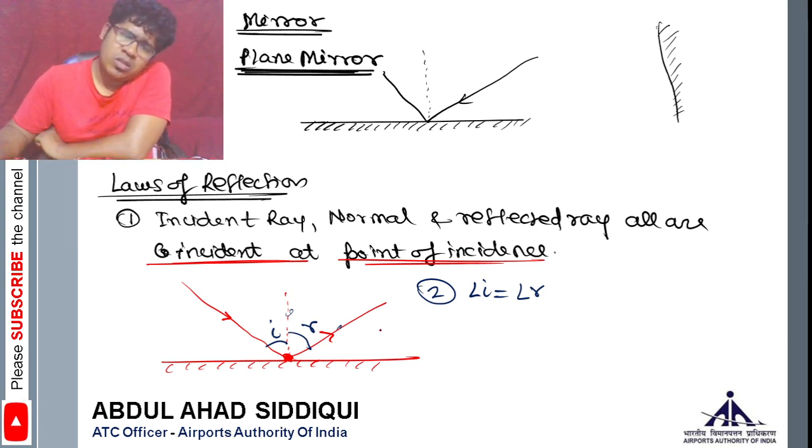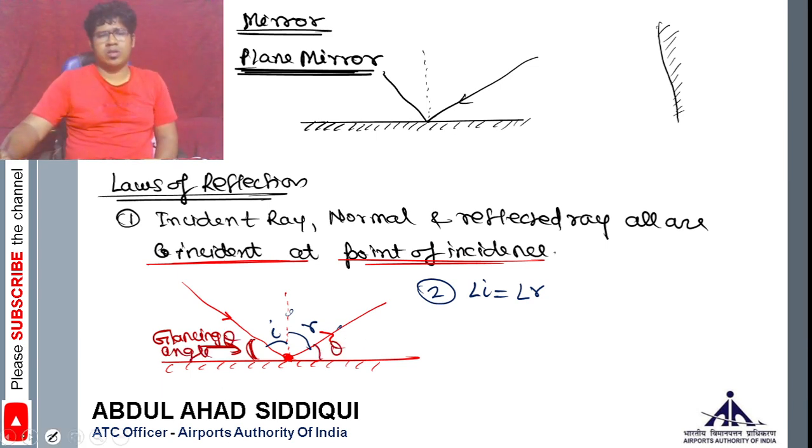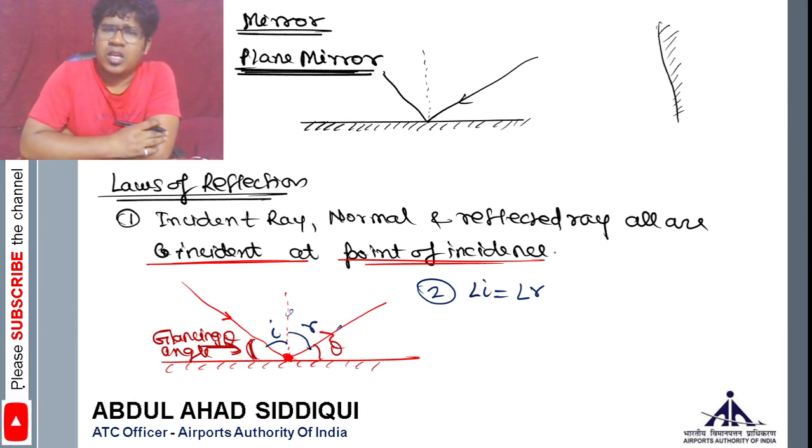Okay. Now many people know this, but many people don't know it. What do we call this angle? This angle is basically the glancing angle, right? So this is theta and this is also theta. So both glancing angles are equal. Okay. So these are the laws of reflection.